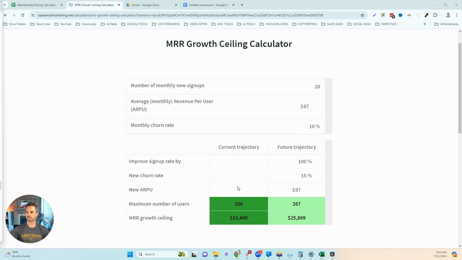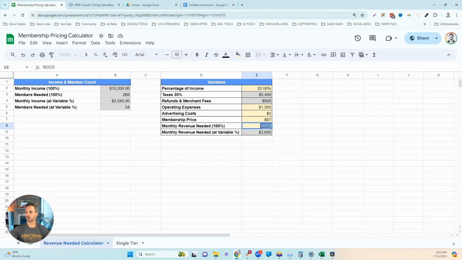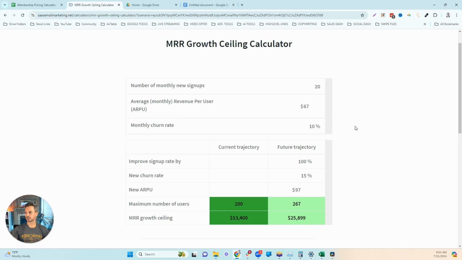So over here, you can see that my maximum number of members that I can bring in with these numbers is going to be 200. I can't go any higher than that with these numbers. And so my MRR growth ceiling, or the monthly revenue that I can generate each month, is only going to be $13,400. Okay, so if I go back over to my membership pricing calculator and I plug that number in, let's just see how much income I can actually make. So $13,400, it's only possible for me to bring in $7,200 per month if that was 100% of my income. Okay, so let's just say those are my current numbers.